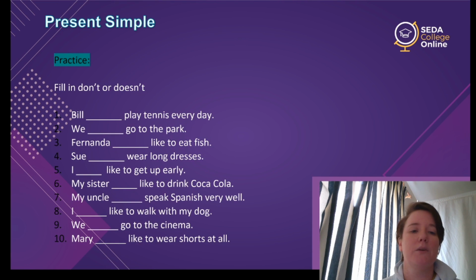Now I'm going to give you an exercise to do with don't or doesn't, okay? So you need to fill in. Now just remember, I, you, we, they, don't. He, she, it doesn't. Using these sentences, figure out what person is it and then choose don't or doesn't, okay? Again, you only need to write down the answer. Remember, you're going to be given this handout, okay? So everything I do will be given to you.